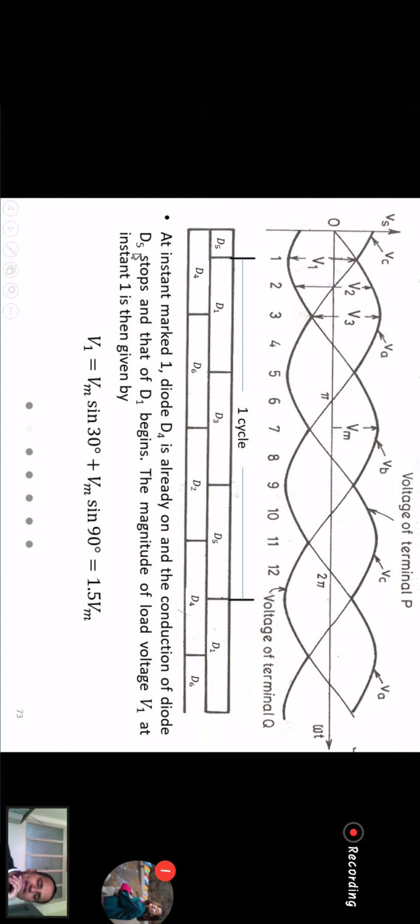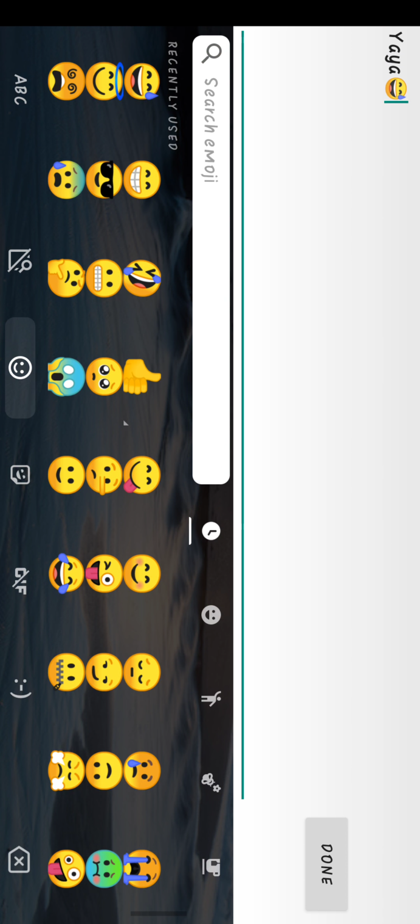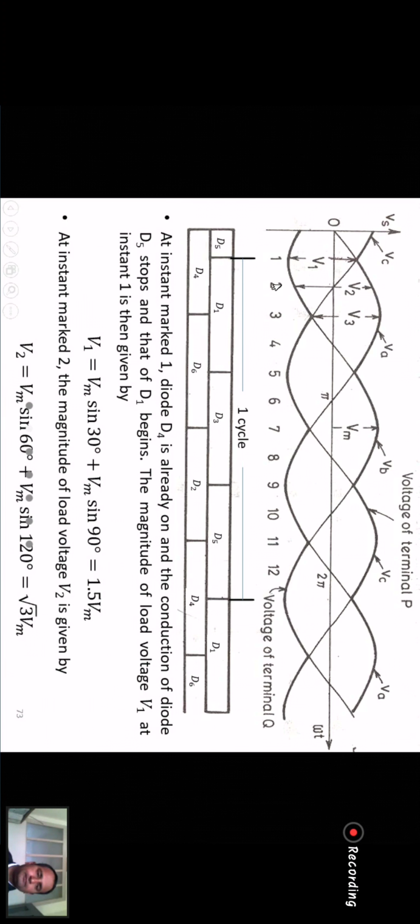The magnitude of the load voltage V1 at instant 1 is given by Vm sin 30 plus Vm sin 90, so V1 will be 1.5 Vm. At instant 2, the magnitude of the load voltage V2 is given by Vm sin 60 plus Vm sin 120, so the load voltage will be √3 Vm at this instant.